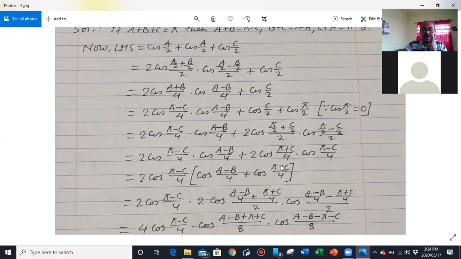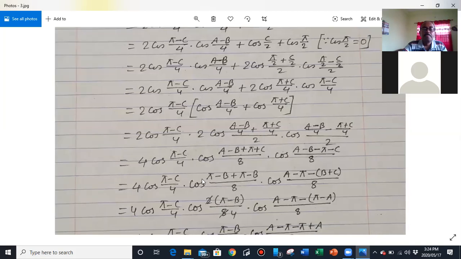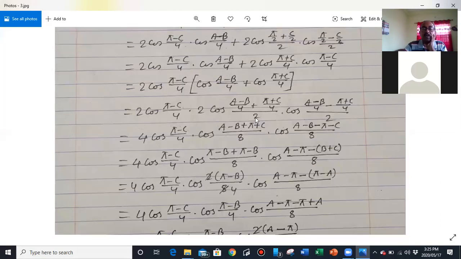Now again apply the cos c plus cos d formula with this angle. 2 cos, this part is continued, first part. 2 cos (c plus d) by 2 into cos (c minus d) by 2. This 4 will come down, it will become 8. Only focus here: a minus b plus pi plus c, so cos (a minus b plus pi plus c) by 8 into cos (a minus b) minus (pi plus c) by 8. This minus will make it minus pi minus c by 8.